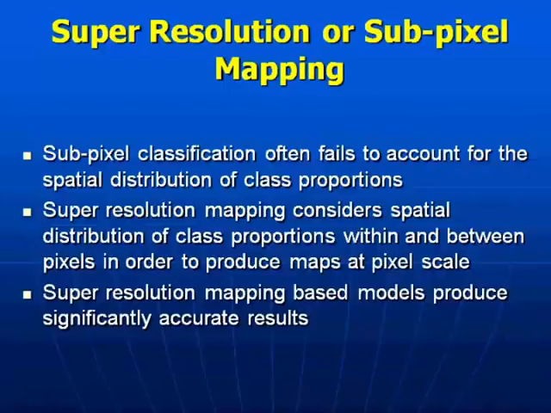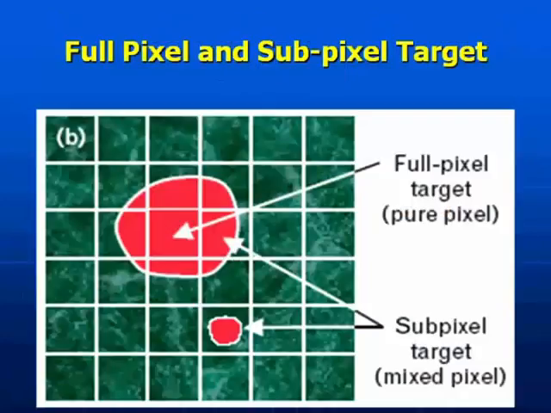So here in super resolution mapping, basically two inputs are required. One, the spectral characteristics of the data. Second, the subpixel classification outputs. That means it has to follow subpixel classification.